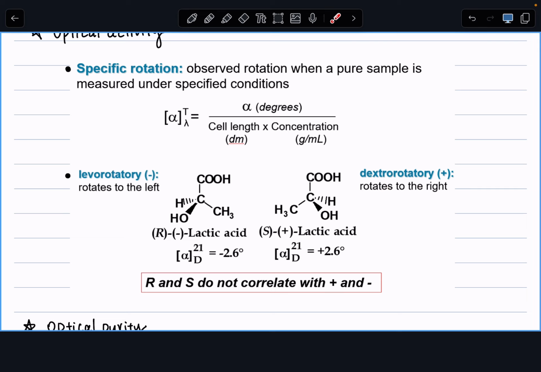Now these rotations will have the same numeric value for your R and S enantiomers, but your plus and minus doesn't necessarily correspond to the R and S stereo configuration. So there's no guarantee that R is always plus, S is always minus. The R and S do not correlate with plus and minus. But for pure samples, the actual number will be the same. And that's what we expect, right? As we were saying, enantiomers have the same physical properties. The only difference is the direction. So it's either to the left or to the right, but to the same level.